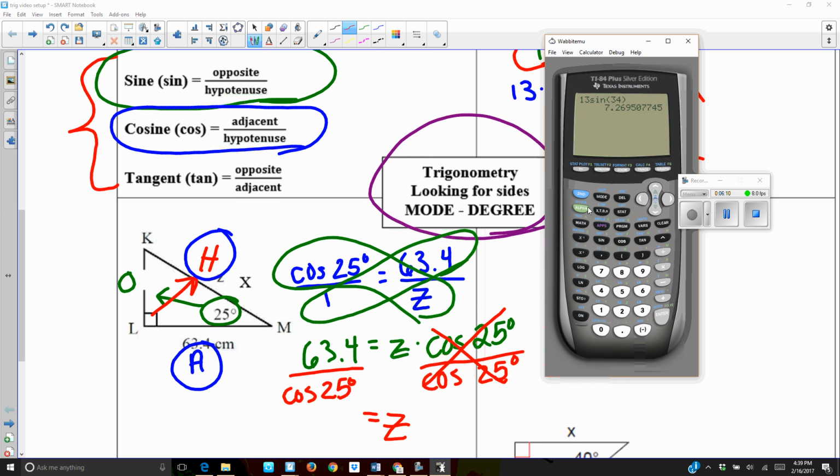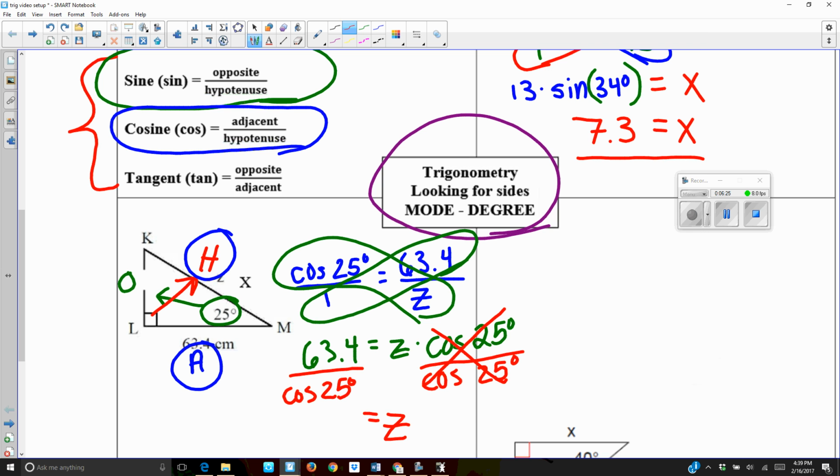So again, we can just put that in the calculator and divide it by the cosine of 25. Rounding this up, it comes to approximately 70. And we'll call it 70 centimeters since that's how they labeled the other sides.